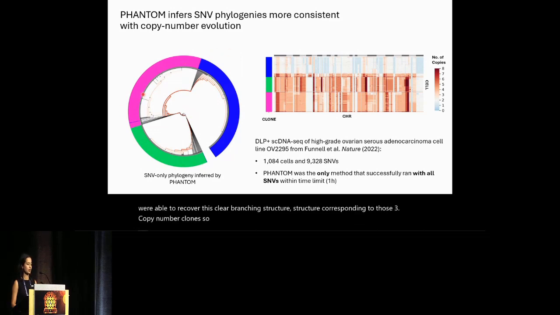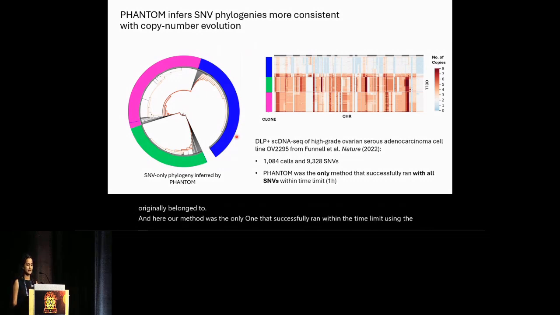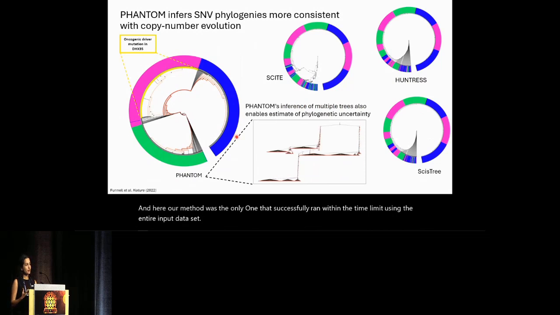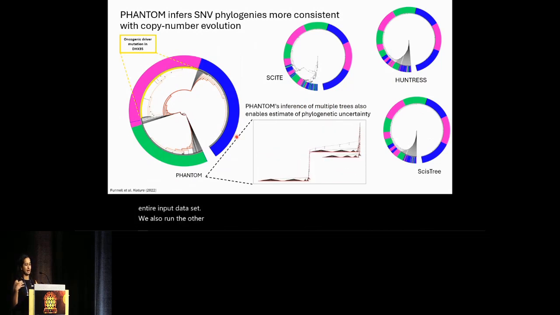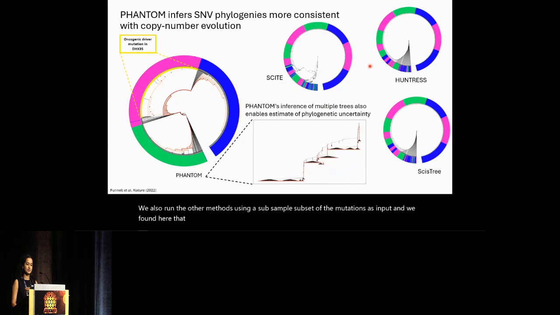So here, every leaf is colored by the copy number clone that cell originally belonged to. And here, our method was the only one that successfully ran within the time limit using the entire input data set. We also ran the other methods using a subsampled subset of the mutations as input. And we found here that these other methods failed to recover the branching structure consistent with copy number evolution.